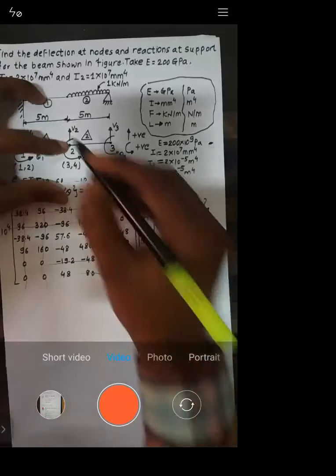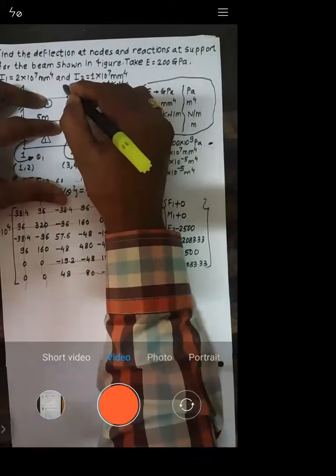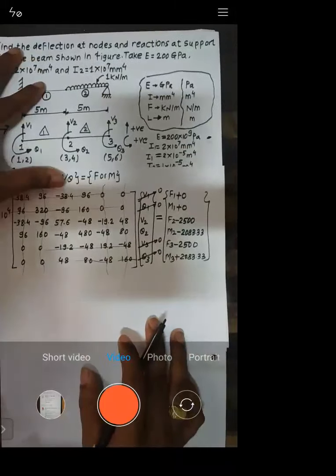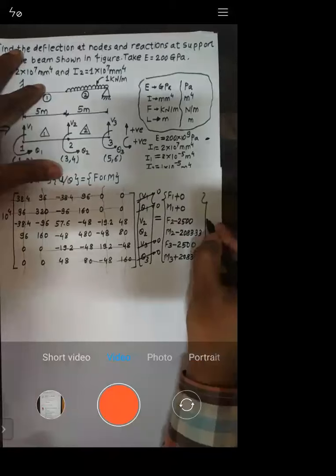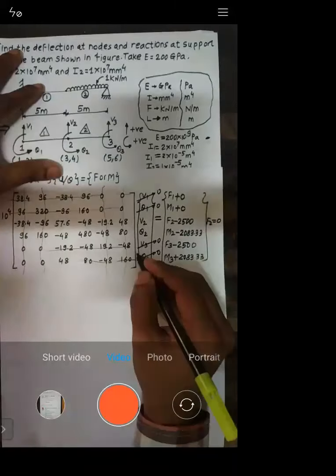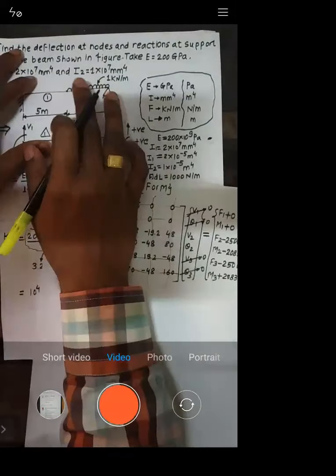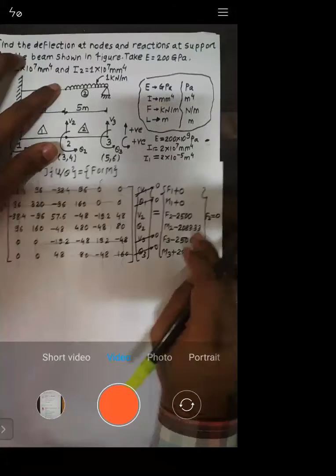Is there any force applied at node 2? Like 3 kilonewton, 4 kilonewton? Is there any force? No. So F2 is 0. No force is applied. See, what we have done, we have converted the uniformly distributed load into point load. But is there any additional point load given at node 2? No. So F2 is 0.